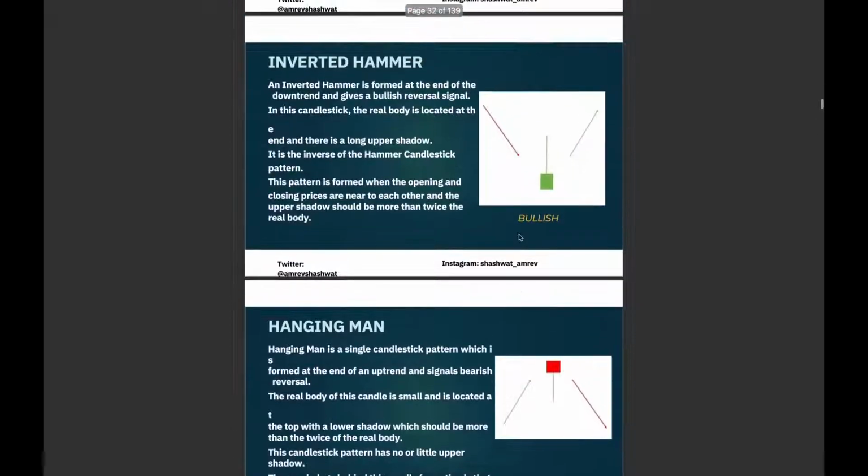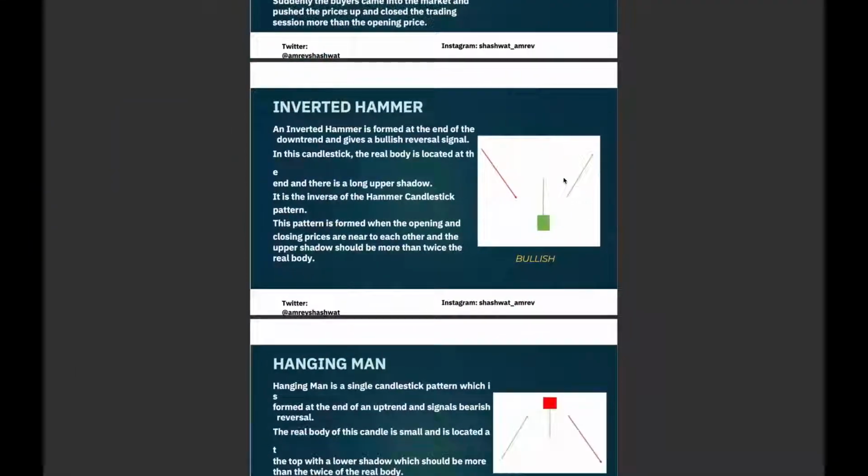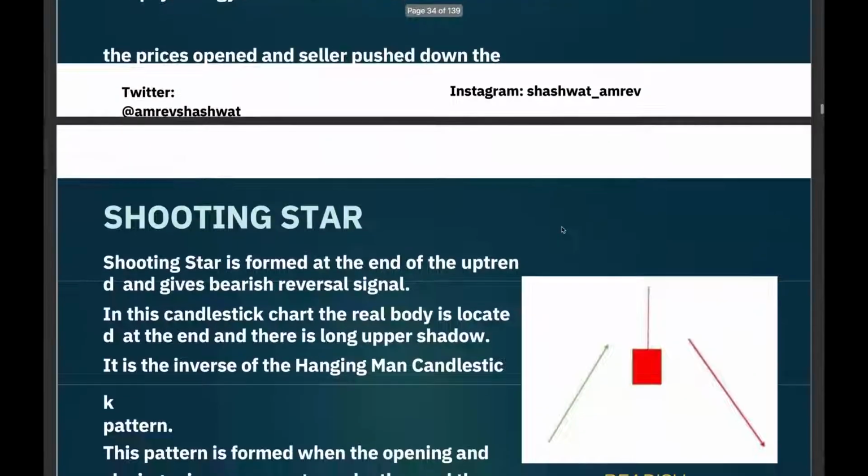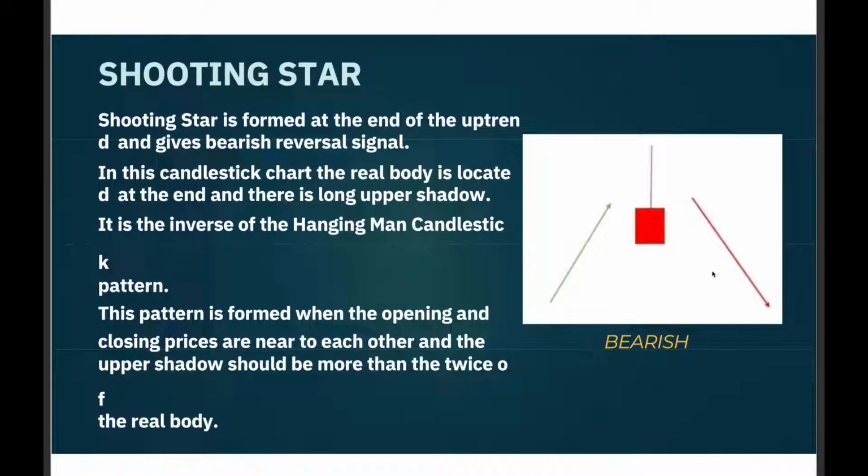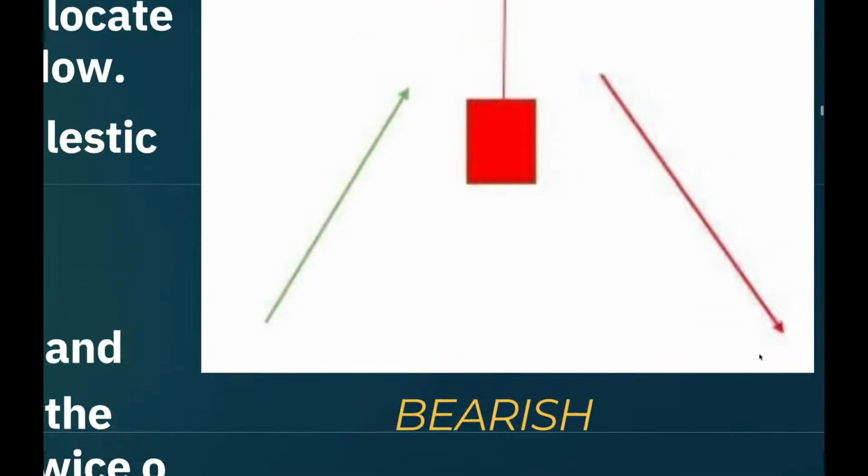So inverted hammer is for bullish, hanging man is for bearish, shooting star is for bearish. And this pattern is formed when the opening and closing prices are near to each other. This is all you have to learn simply. The more you practice, the more you learn. If you think that by one day everything will be in your head, it will not be like that. You have to learn. More practice will make you a good trader. So shooting star goes for bearish.